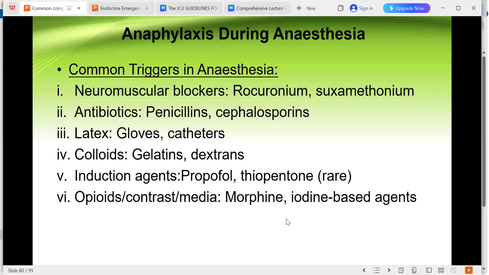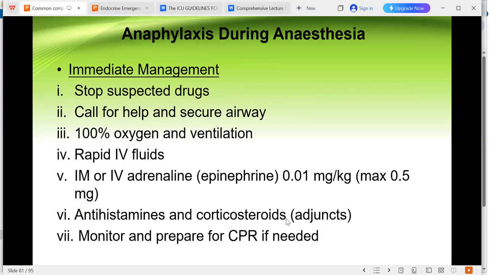Some common triggers: your neuromuscular blockers, especially rocuronium and suxamethonium. Antibiotics like your beta-lactam antibiotics, penicillin, cephalosporins, latex, your gloves and catheters, colloids, induction agents. These are common triggers in anesthesia.